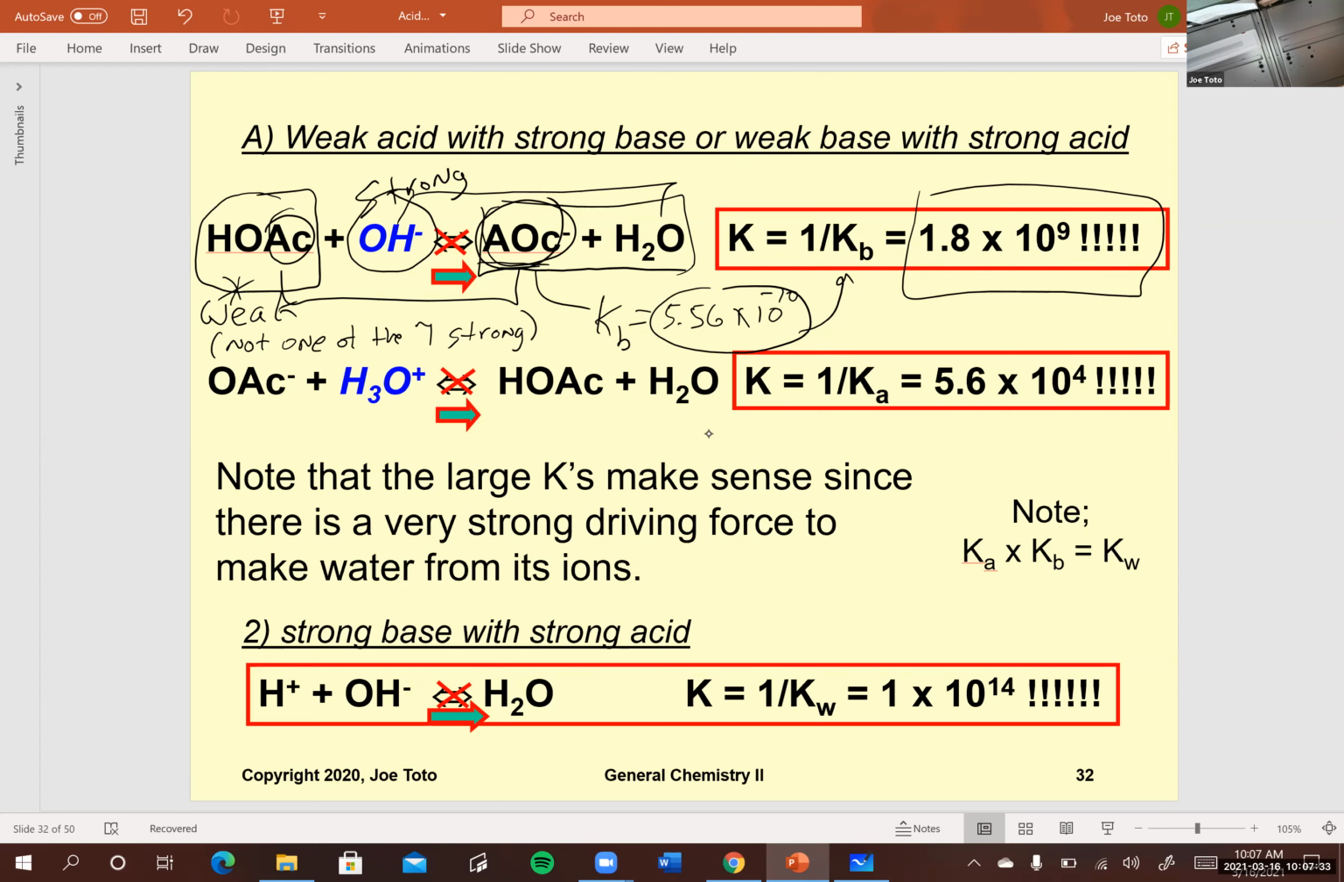It's enormous, which tells me it's a completion reaction. There's no equilibrium. It lies way to the right towards the production of water and the conjugate base. Does everyone see that? Any questions on that?